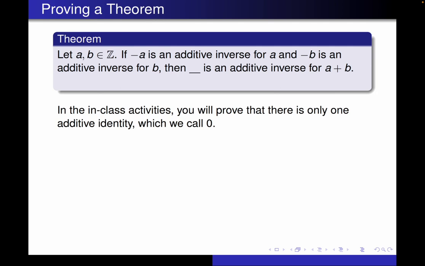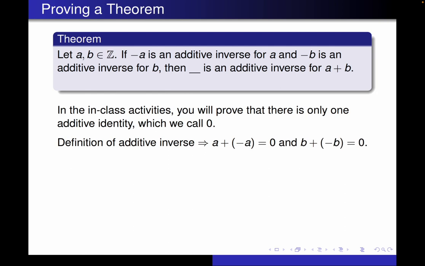First of all, I'm going to dispense with some of the issues that we will deal with in our in-class activities. We're going to prove that there is just one additive identity, so we're just going to call it 0. You'll prove that later. Thanks for helping me out. And I just want to remind you what the definition of additive inverse means in this context. If negative a is an additive inverse of a, that means exactly a plus negative a is equal to 0. And for negative b to be the additive inverse of b, that means precisely b plus negative b equals 0.